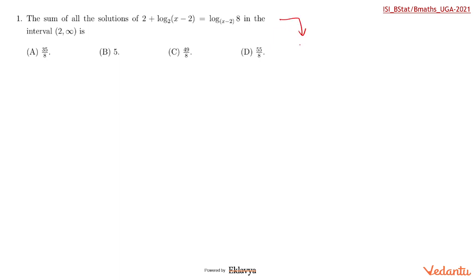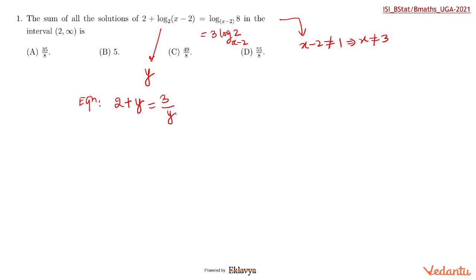So one of the considerations is that x minus 2 should not be 1, that is, x should not be 3 for the domain. We can write the right hand side as 3 log 2, since 8 is 2 cubed, base x minus 2. Now I will consider log of x minus 2 to the base 2 as y. So I can write the entire equation in terms of y as 2 plus y is equal to 3 upon y, since log 2 to the base x minus 2 is basically the reciprocal of log of x minus 2 to the base 2, that is y.